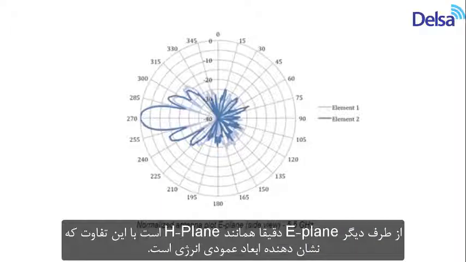Now, if we look at the E-plane, it's exactly the same concept as we just talked about for horizontal, but instead in the vertical dimension.